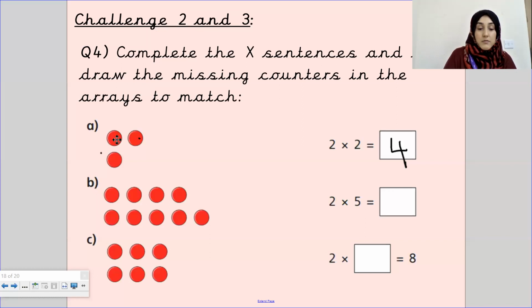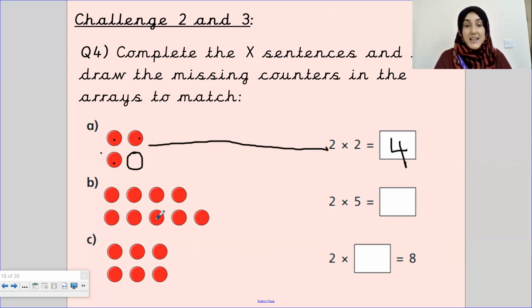So here we have 1, 2, 3 dots. How many do we need? Well done. We need 1 more. So you will draw 1 more. Now this is complete. It's matching. And now can you complete this array with this multiplication sentence, and can you complete C as well?